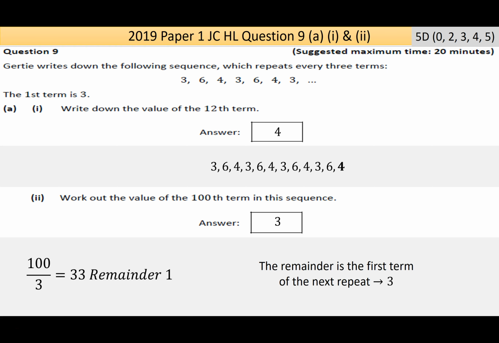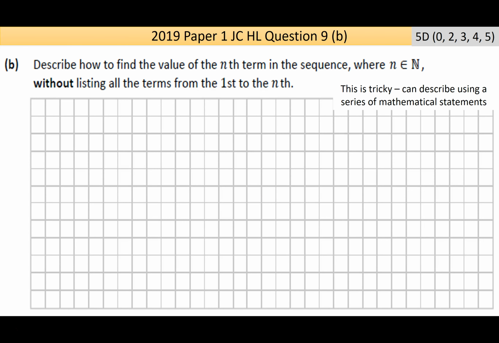And part B now. It says describe how to find the value of the nth term in the sequence, where n is an element of N, so it's a natural number. So your n would be all positive whole numbers. And you're not allowed to list all the terms from first to nth, which technically you couldn't do because nth could be a billion or a trillion or whatever. I had a look at this before I started, but this is tricky. I don't know if I'd have gotten this personally, unless I was firing on all cylinders.